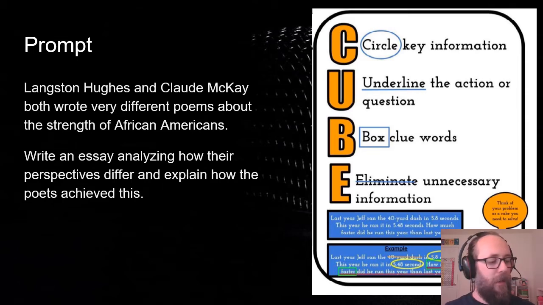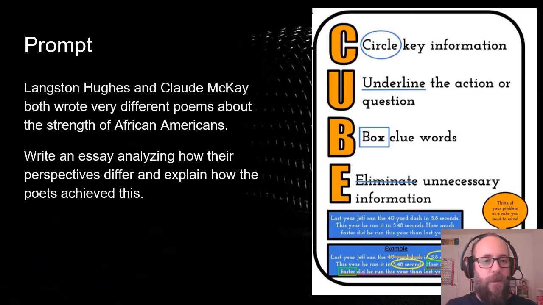We're going to circle key information here. So what is key information? This is like information that gives us some background or some really important things. We're going to underline the action or question, like what are the actions we are supposed to do? What's my job in this prompt? And box clue words. These are words that you think it's telling you something, but you're not exactly sure what you're supposed to do with it. And we'll put a box around that. Eliminate unnecessary information. Gets crossed out.